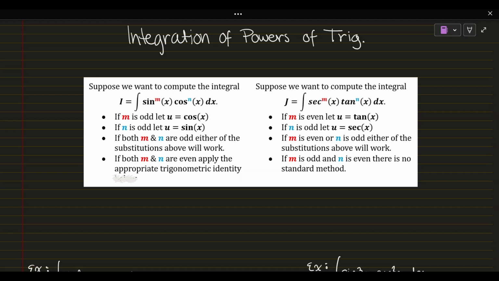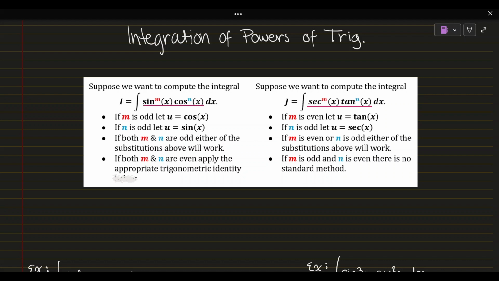In this video, I'm going to talk a little bit about integrating powers of trig. That means when we have these powers of trig functions in our integrand, like sine to the m, cosine to the n, secant to the m, tan to the n. And so there are some simple rules that we can follow in computing these integrals.